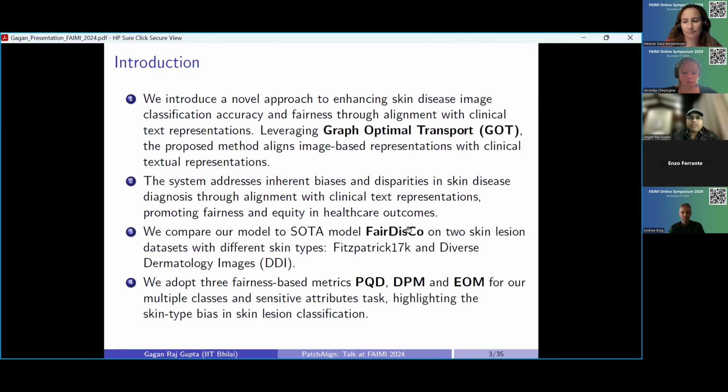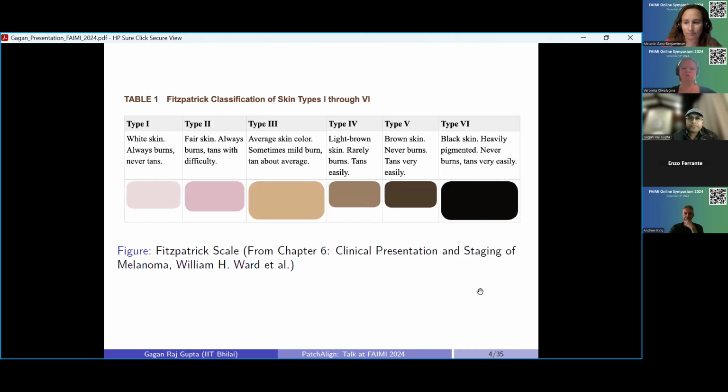We have analyzed Fitzpatrick 17K, which is a broad internet data set but also has noisy images and even mislabels. And DDI is a much cleaner and clinically validated data set. We have considered three fairness metrics, PQD, DPM, and EO, which I'll be describing as I go along.